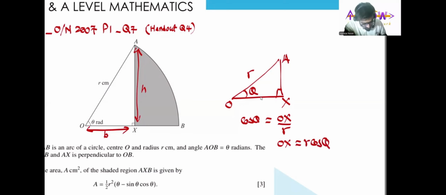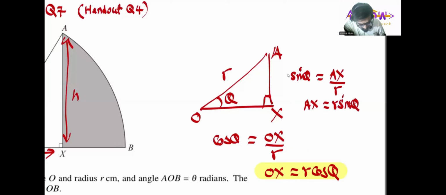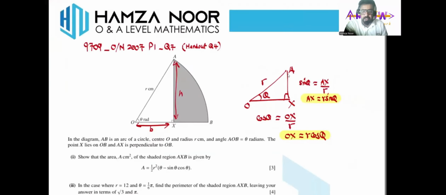The length OX is r multiplied by cos theta in terms of r and theta, where r and theta are unknown right now. In the same way, we can find an expression for the AX length as well, and for that purpose, the opposite side would be involved. So sine theta equals opposite over hypotenuse, meaning AX divided by r. Therefore AX is r multiplied by sine theta. As simple as that. AX length is r multiplied by sine theta in terms of r and theta.